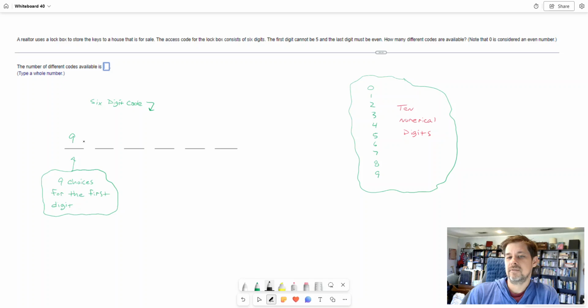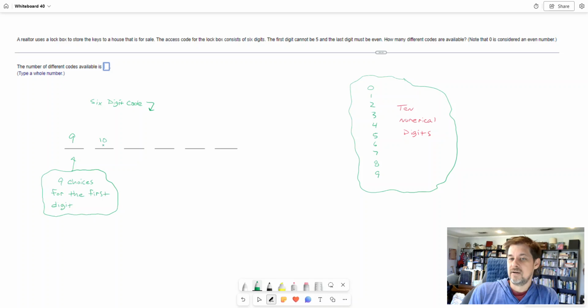So let's figure out like this. I'm going to put how many ways I can choose each digit in here. And I'm not saying the first digit is 9. When I put a 9 like that, I'm saying there's 9 choices for the first digit. Why is that? Well, I've got 10 digits to work with on the keypad. Here they are. And it says the first digit can't be 5. Well, that means there's 9 digits to choose from. Okay? So, all right, I got 9 digits to choose from for the first number.